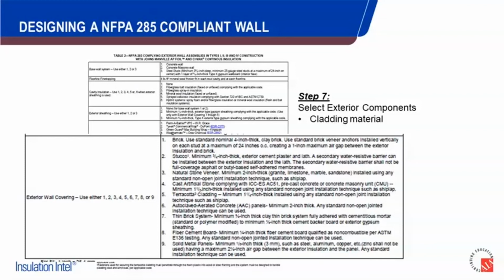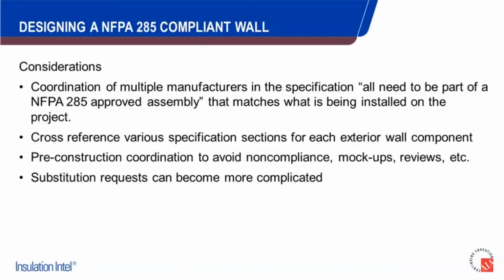You can pick any combination of the options you see there that are going to be compliant per whatever that manufacturer's testing has provided them. Some of the things to consider, right, are of course coordination with multiple manufacturers in the specification. Of those various combinations, you're going to have at least probably eight different manufacturers of the various components, and potentially more depending on compatibility, et cetera. And they all need to be part of that approved assembly, right? And I think that's the key from a compliance standpoint and from proving it to a code official.